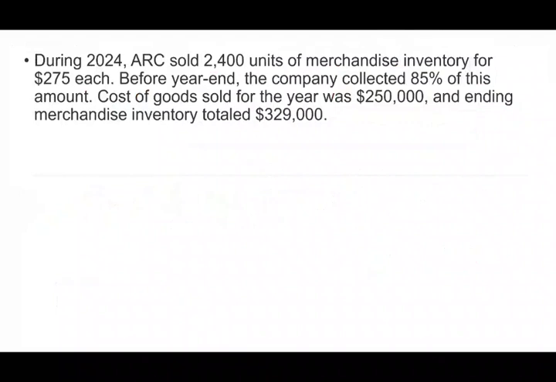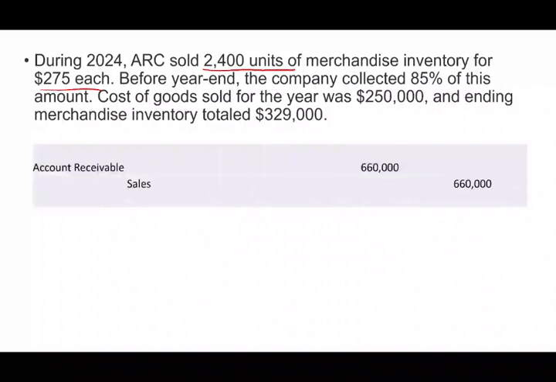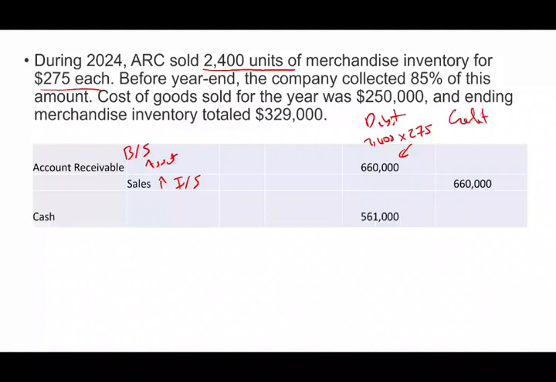During the year, ARC sold 2,400 units of merchandise for $275 each. So we debit accounts receivable, credit sales. Why? We sold 2,400 units at $275, and that's going to give us $660,000. We increase accounts receivable, which is an asset on the balance sheet, and we increase sales, which is an income statement account. So we debit accounts receivable, credit sales.